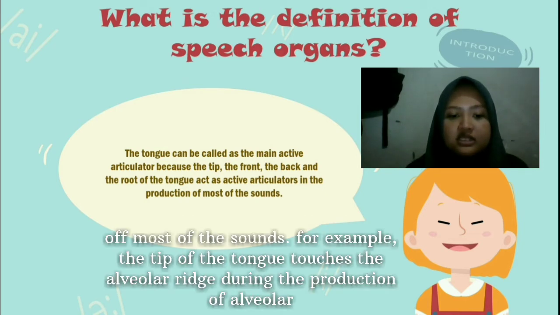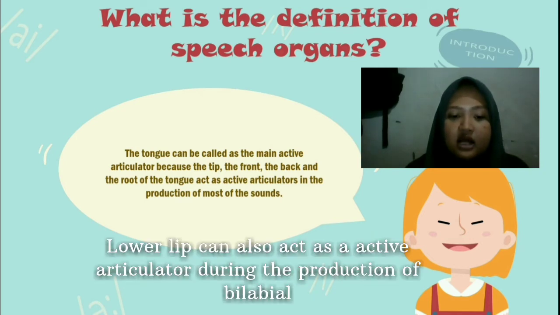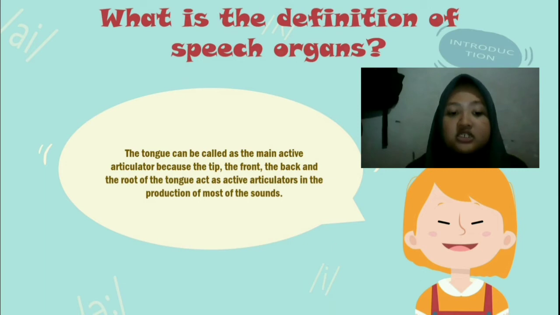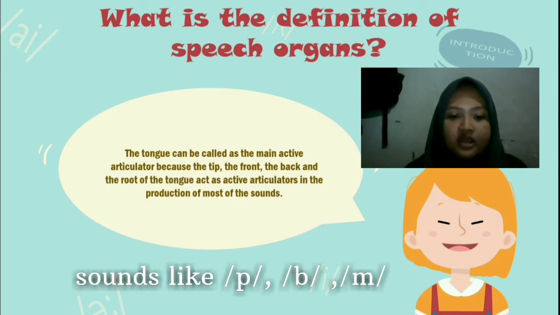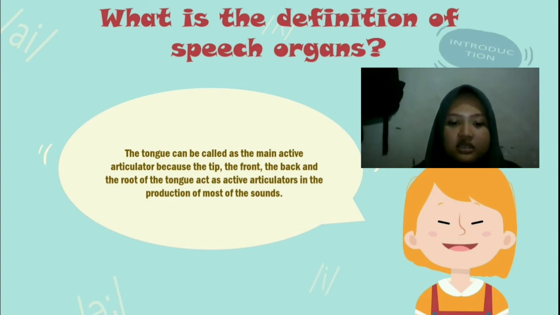For example, the tip of the tongue touches the alveolar ridge during the production of alveolar sounds like T and D. The lower lip can also act as an active articulator during the production of bilabial sounds like P, B, M, and labiodental sounds like F and V.